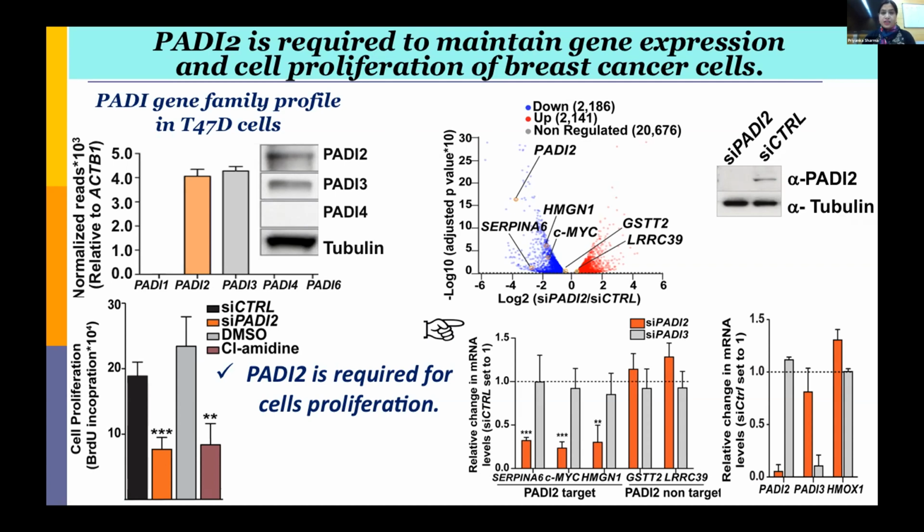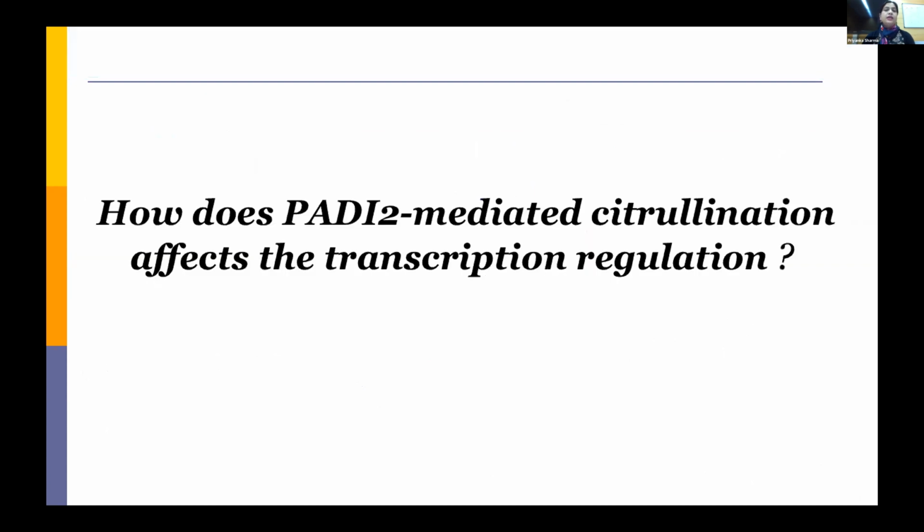But the next question is this: what is the molecular mechanism behind this? Means where is PADI2 targeting in the genome or in breast cancer cells? So as I already said, the question was how PADI2-mediated citrullination could affect the transcription regulation.